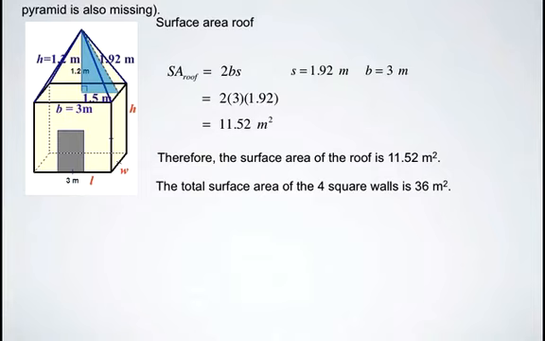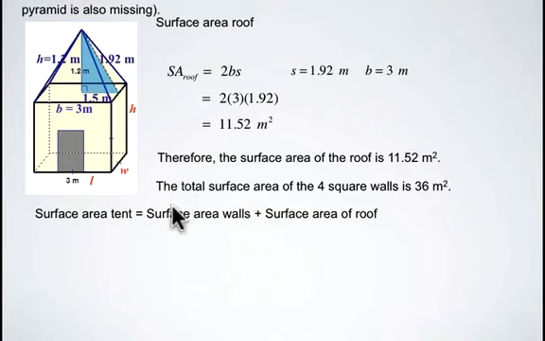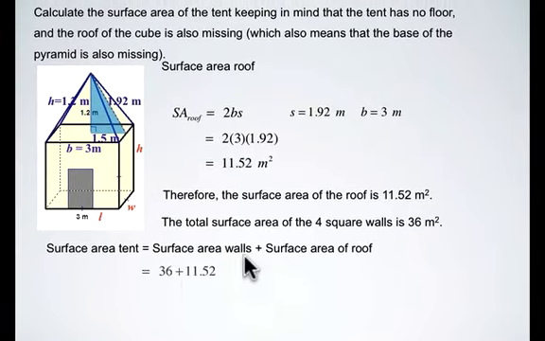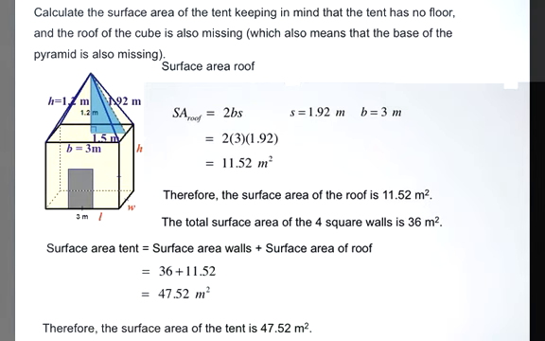The total surface area for the 4 square walls was 36 square meters. So now we can find out what the total surface area of the tent is. We have our surface area of the walls plus the surface area of the roof, so 36 plus 11.52, which equals 47.52 square meters. Therefore, the surface area of the tent is 47.52 square meters.